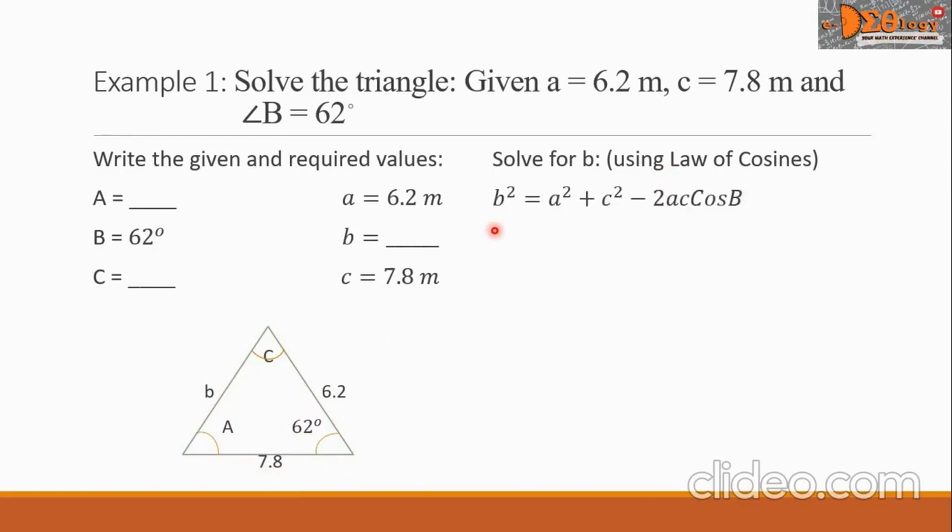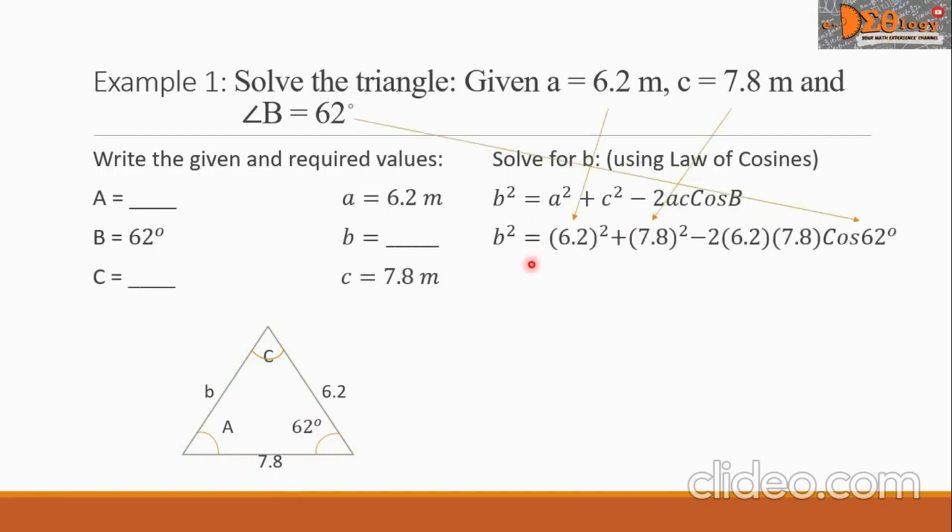The formula: B squared equals A squared plus C squared minus 2AC cosine B. Let us substitute the values. So B squared equals 6.2 squared plus 7.8 squared, then minus 2 times 6.2 times 7.8 and the cosine of 62 degrees.